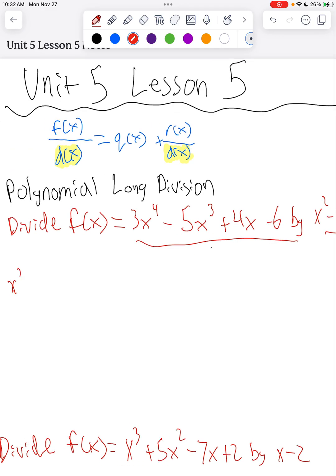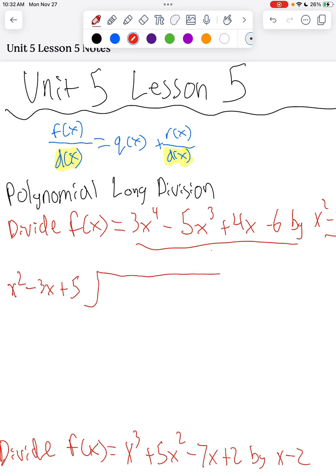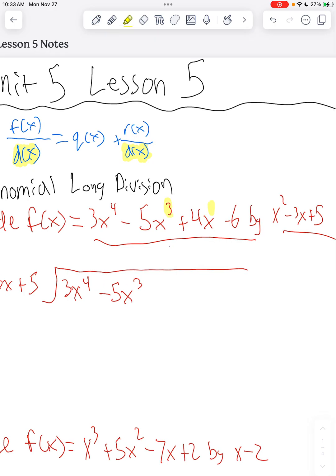So I'm going to say x squared minus 3x plus 5, and that's going to be on the outside. And then on the inside, I'm going to say 3x to the fourth minus 5x to the third. Notice we went from x to the third to x to the first. We skipped x squared, so I'm going to put a placeholder in as 0x squared to keep everything smooth and organized. Anything multiplied by 0 is 0, so it's not changing the problem.